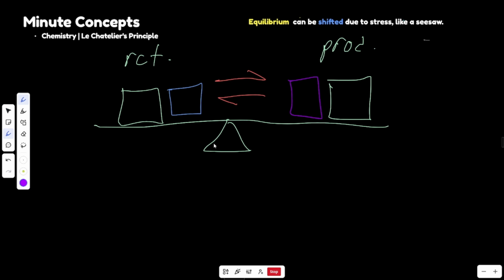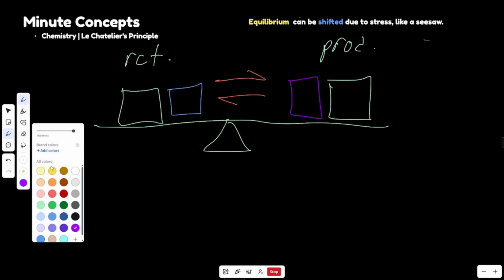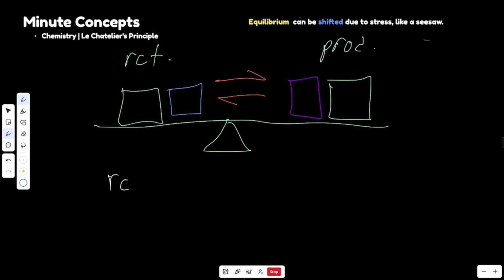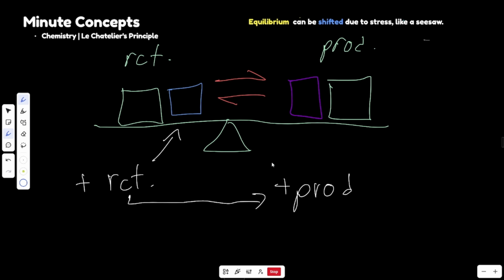Now, in actual equilibrium, what this looks like is the more reactants we add, these reactants tend to form more product. This is how it balances out the seesaw again. So the more reactant we put, the more it turns into a product in order to balance out the seesaw.